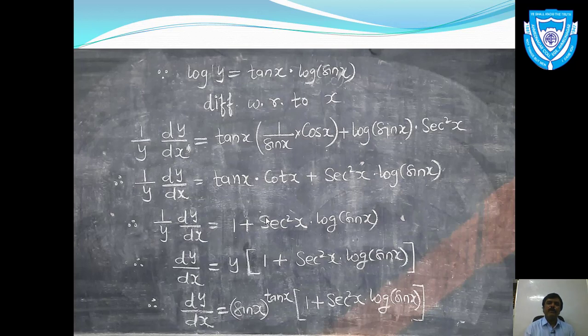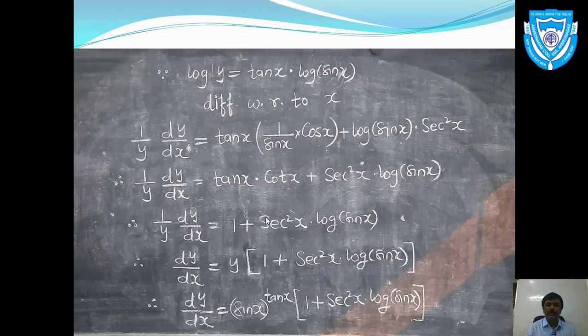Okay, now we'll find dy upon dx only. So we'll have to shift the y which is at the left to the right hand side. So of course this y will multiply the entire right hand side. So therefore we have dy upon dx is equal to y times 1 plus sec square x into log of sin x. In the last step we'll replace the y by sin x raised to tan x.